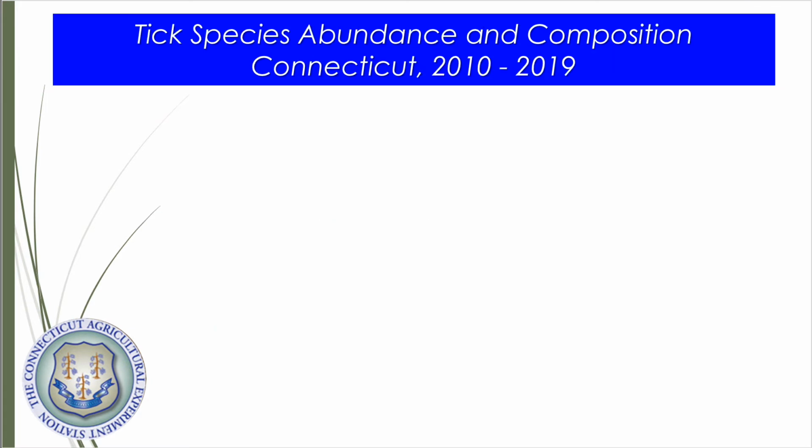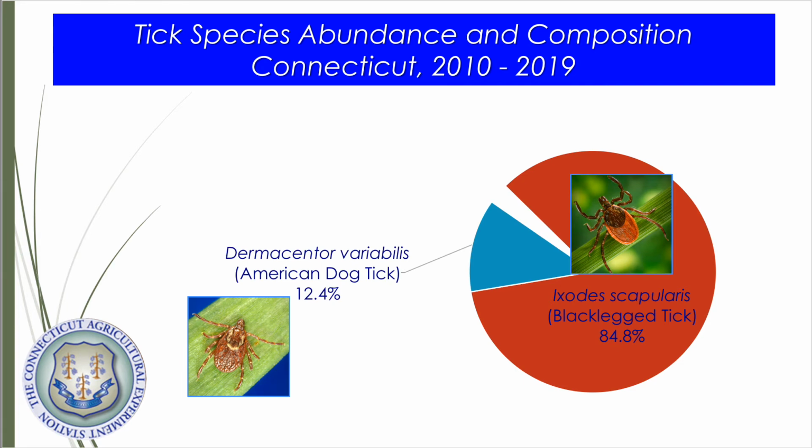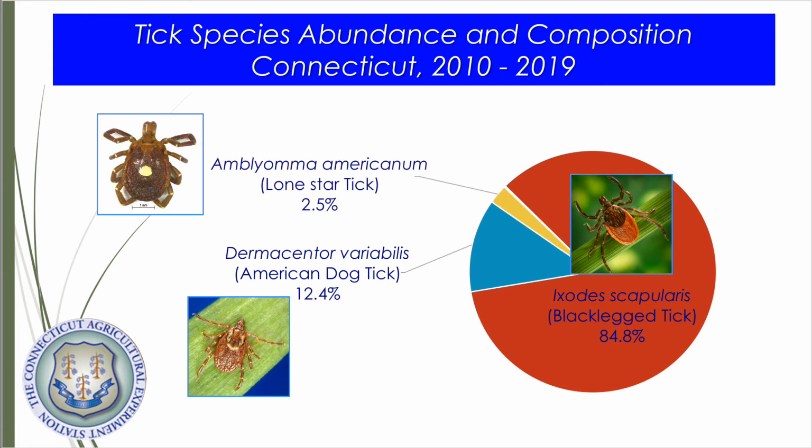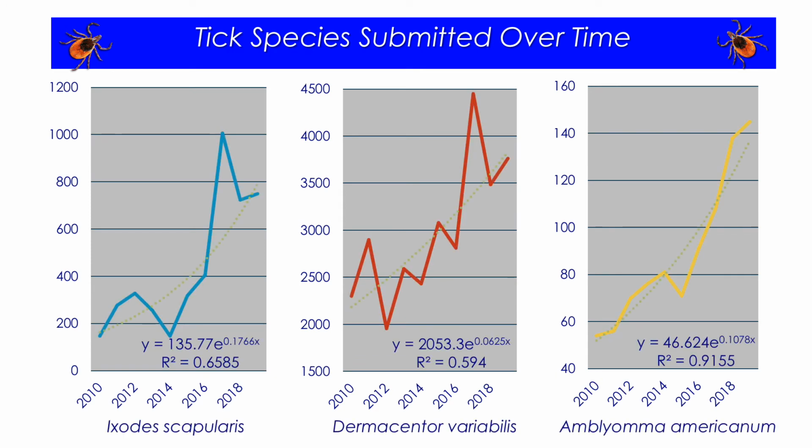Of the 35,071 ticks submitted to the CAES Tick Testing Laboratory between 2010 and 2019, nearly 85% were black-legged, also known as deer tick, 12.4% American dog tick, 2.5% Lone Star tick, and a very small percent other tick species. The number of all three tick species, including black-legged, American dog, and Lone Star ticks, submitted to the CAES Tick Testing Laboratory has increased during the last decade.